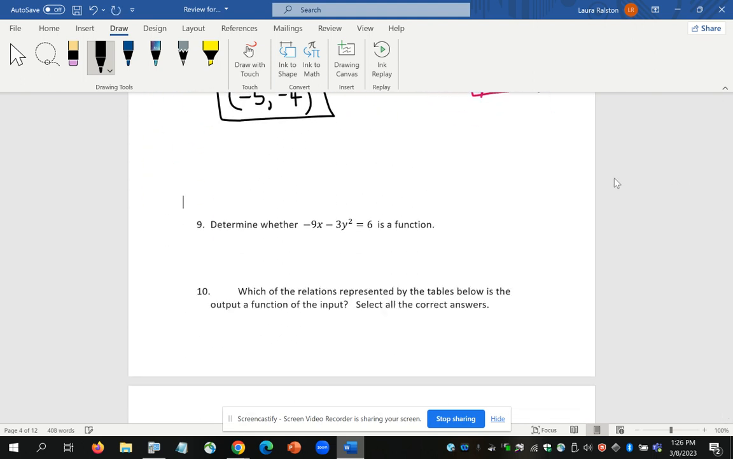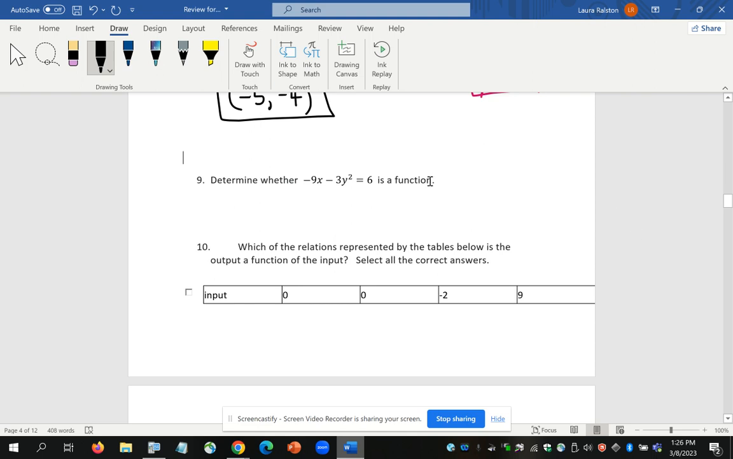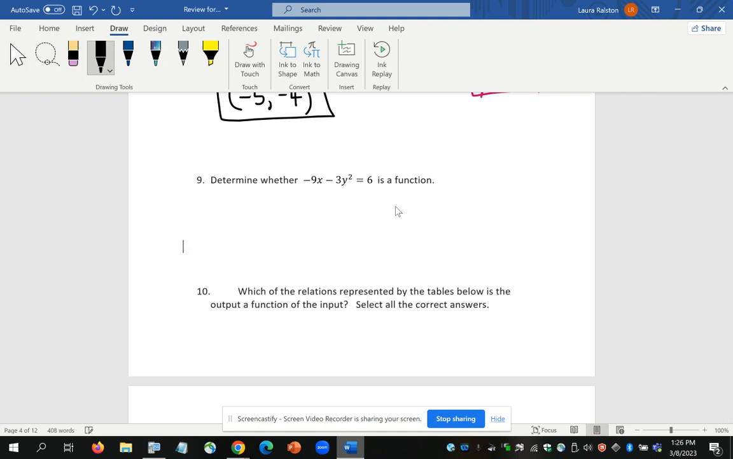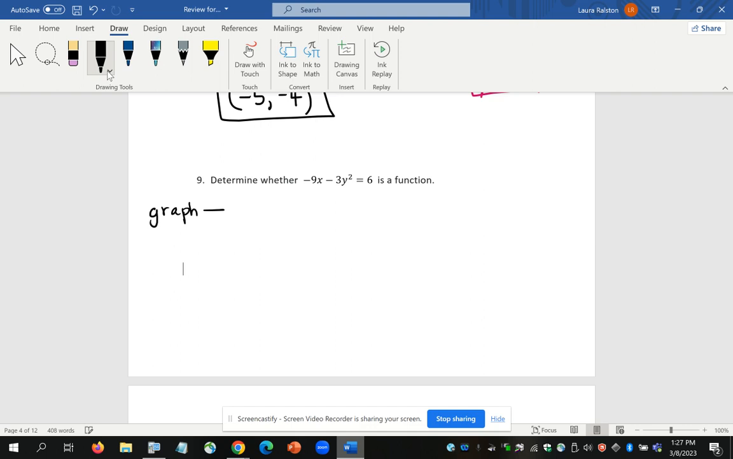The next question says determine if negative 9x minus 3y squared equals 6 is a function. Well, there are several ways to do that. If we wanted to look at the graph of this equation, we would have to first solve for y. So if you want to look at the graph, you have to solve for y.